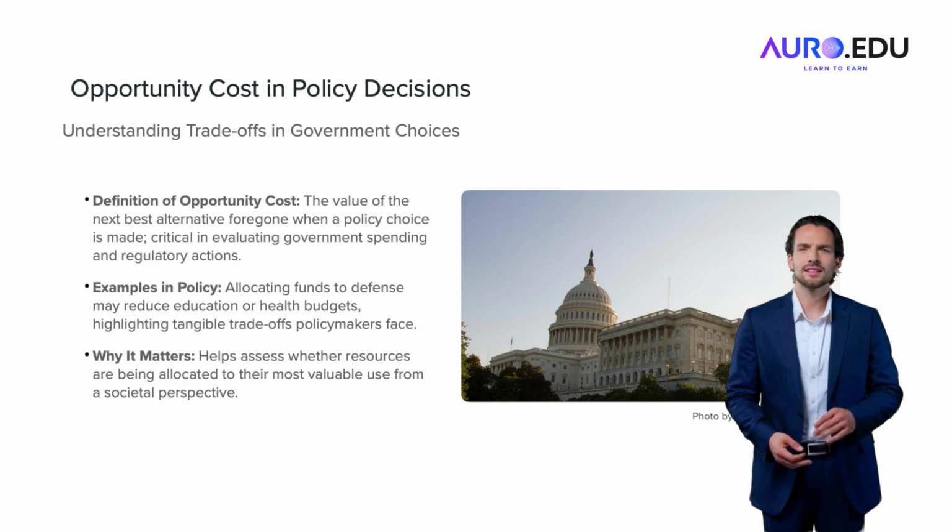In public policy, this means that allocating resources to one project inherently means not allocating them to another potentially beneficial project. For example, if a government decides to invest heavily in defense, the opportunity cost might be reduced funding for education or healthcare. Understanding these trade-offs is crucial for informed policy making.